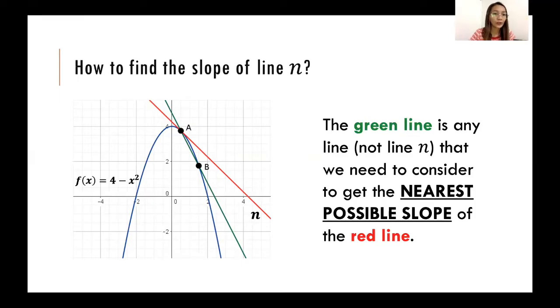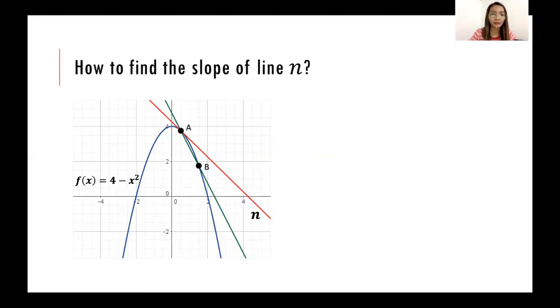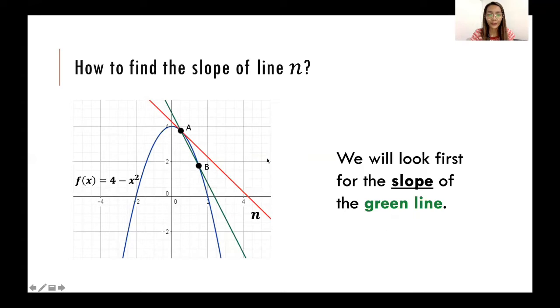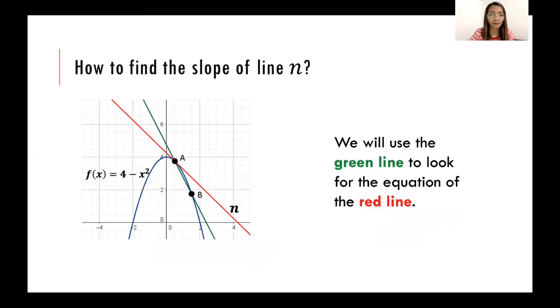So how are we going to do that? We will look first for the slope of the green line, and then afterwards we can get the slope of the red line. How are we going to do that? After finding the slope of the green line, we will use it to look for the equation of the red line.